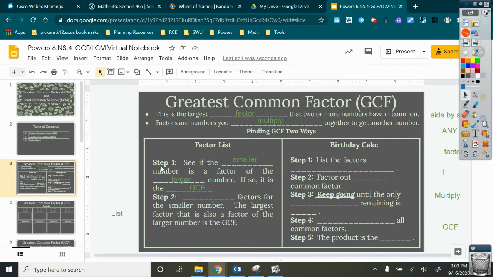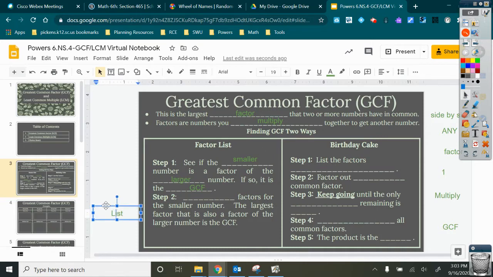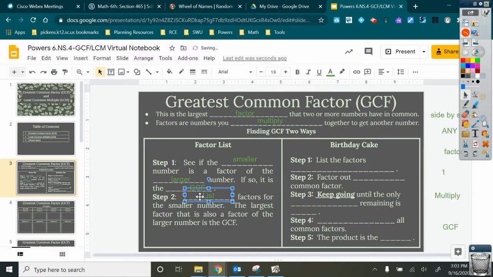Now, if that doesn't work out for you, there are two methods you can try. The first one is to list your factors, and I'm going to show you that you really only need to list the factors of the smallest number to find the GCF. The other method is called birthday cake, and it's a way of using the distributive property or factoring out, which just means dividing common factors until you get to the greatest common factor.